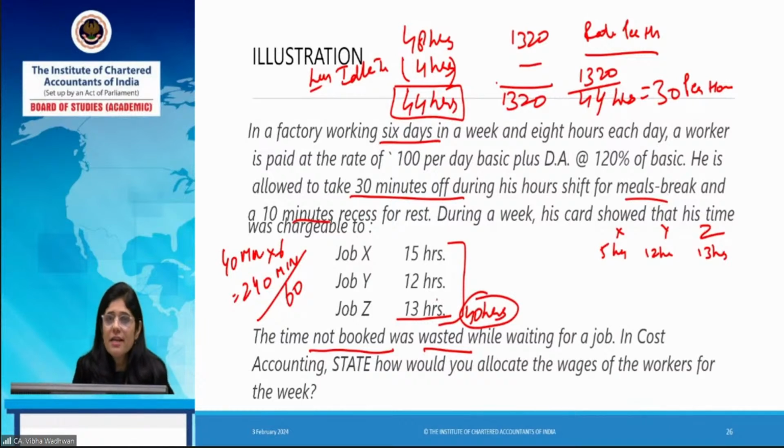So students, there are 3 parameters. The total time available is 48 hours, but he should work for 44 hours, and he has actually worked for 40 hours. So there's a difference of 4 hours. He should have worked for 44 hours, but he has worked for 40 hours. What will you call this 4 hours? Can anybody tell me?